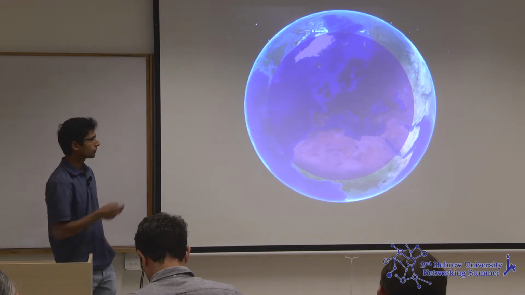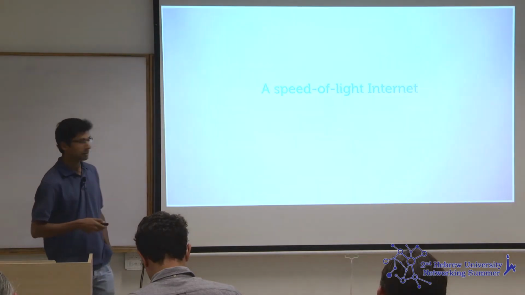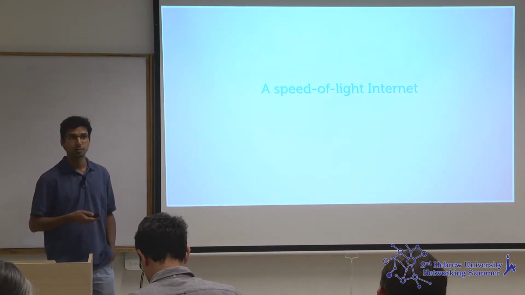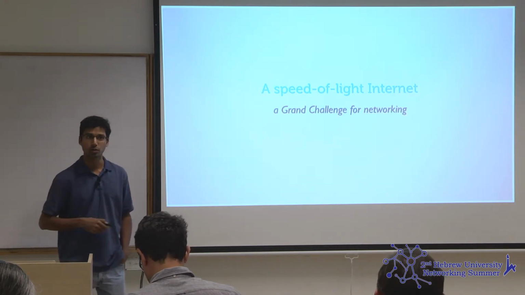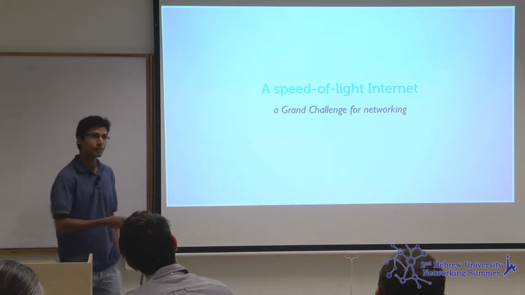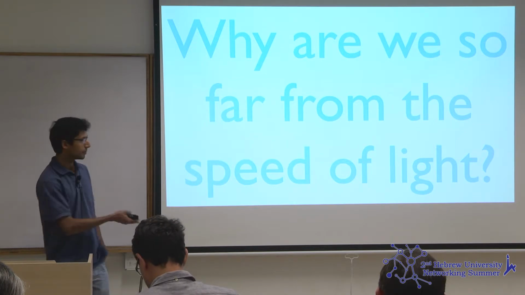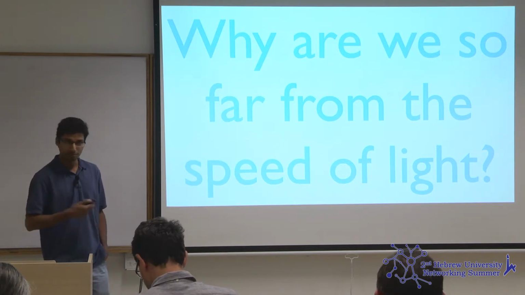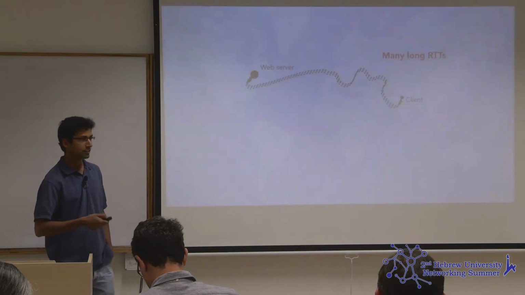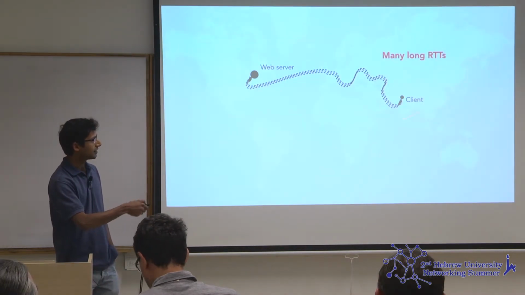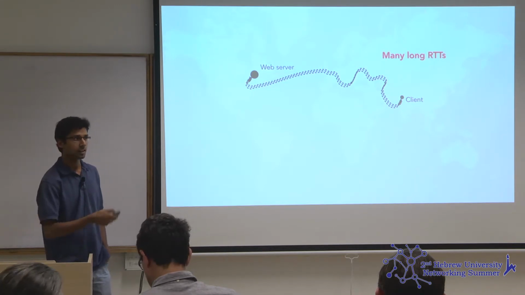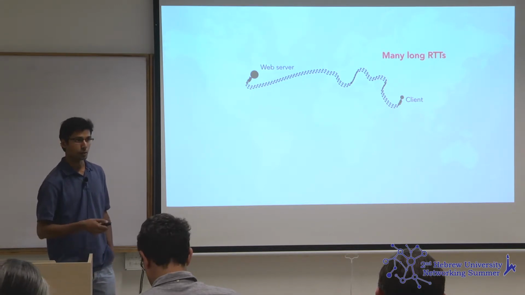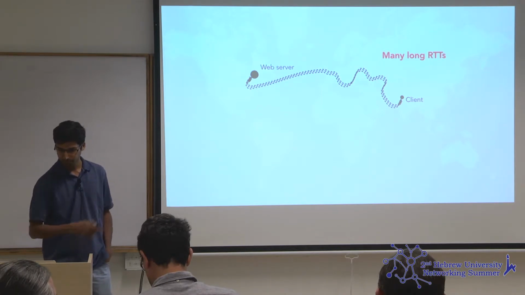So for all of these reasons, I think a speed of light internet should be something that networking people should think of as a grand challenge. This is something that we should set our sights on. If all of this is so exciting, the immediate question is, why are we so far from the speed of light? This is the big question before us. The short answer is because of the way all of these applications are architected, they require many long RTTs if you're talking about web page delivery, for example, between a client and a server. And yes, CDNs help remove some of that, and we'll come to that later.